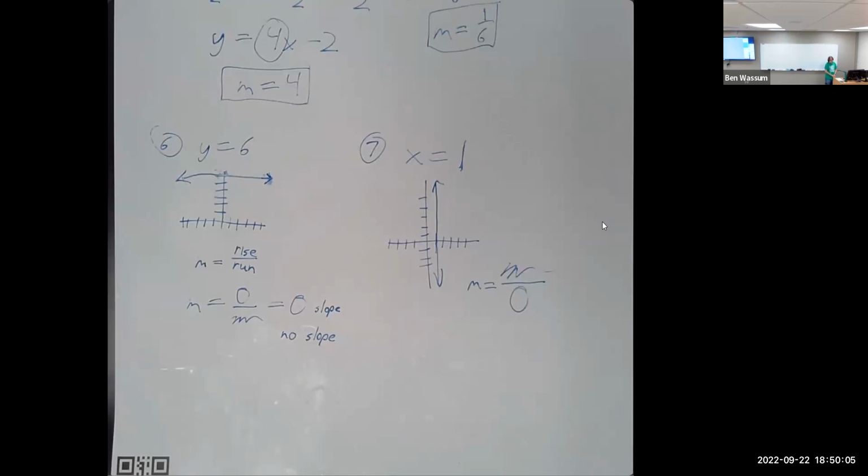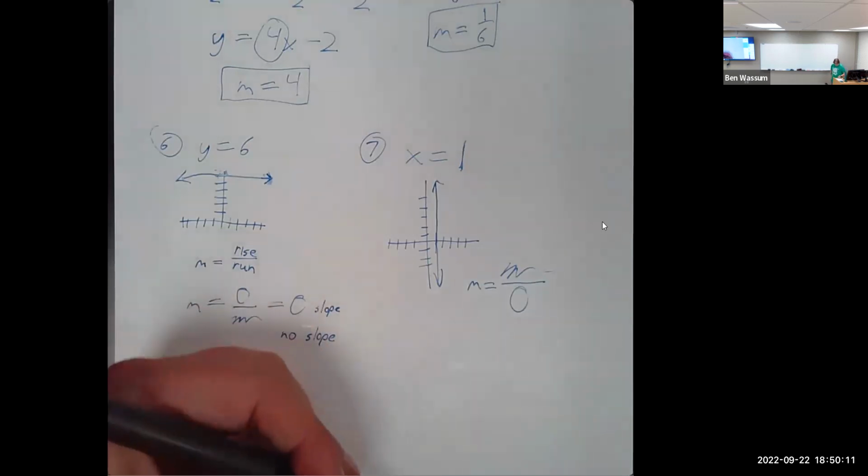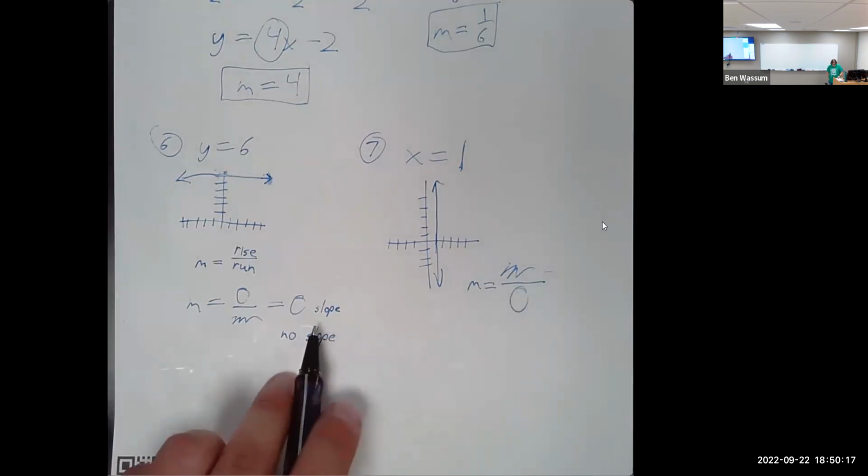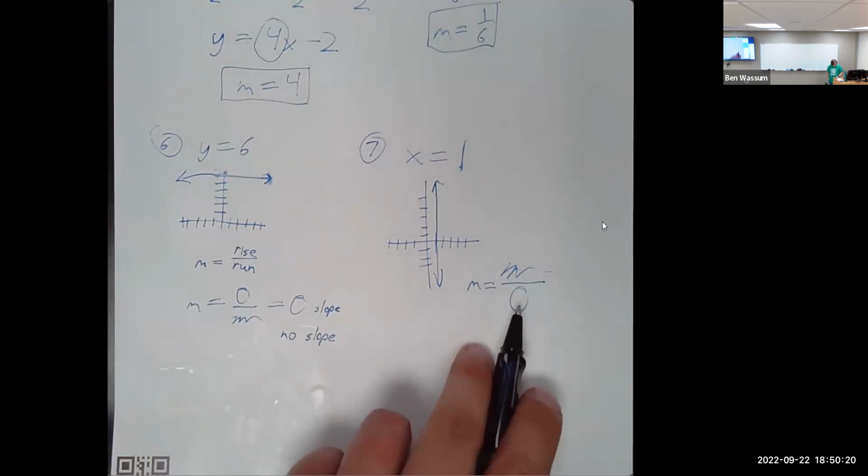Nothing happens. You can't do that. You can't say I have something out of nothing, right? So in cases like this, there is a difference. It's not that our value is zero, it's that it can't exist.